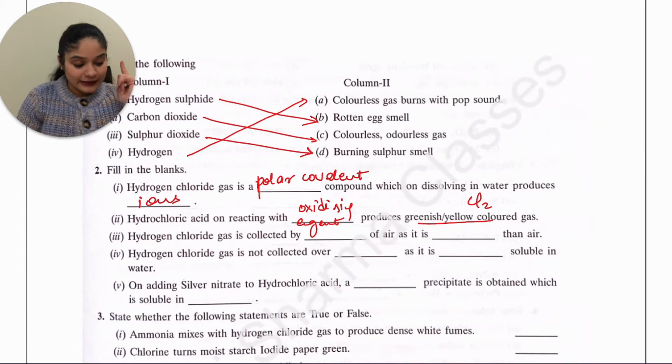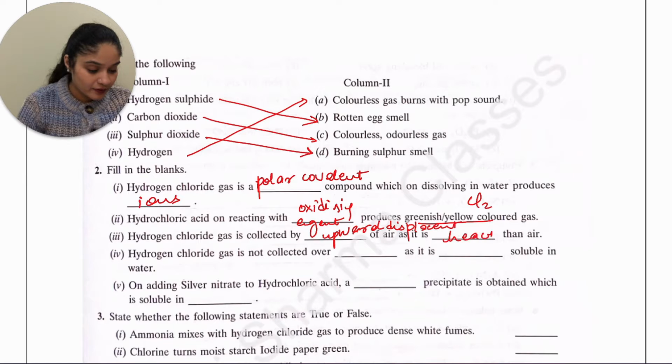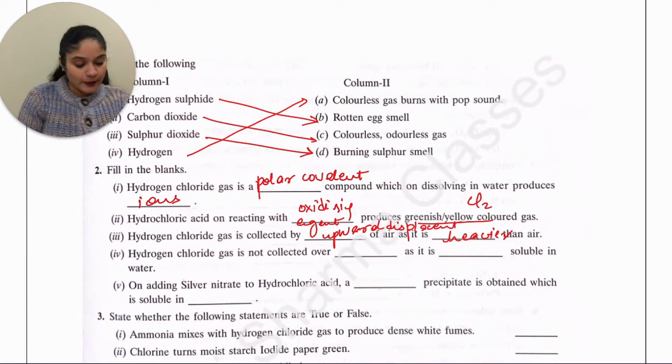Next, hydrogen chloride gas is collected by dash of air as it is dash than air. It is collected by upward displacement of air, because it is heavier than air. Then the fourth part: hydrogen chloride gas is not collected over dash as it is dash soluble in water. Hydrogen chloride gas is not collected over water as it is highly soluble in water.